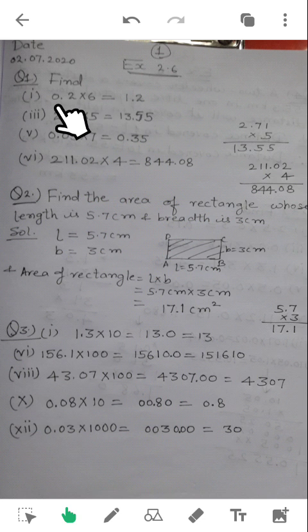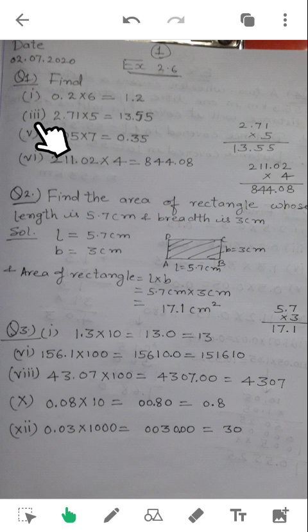Now see here, after the decimal there is only one digit. After decimal के बाद यहाँ पे सिर्फ एक डिजिट है, तो हम क्या करेंगे कि पीछे से काउंट करेंगे एक डिजिट और उसके बाद यहाँ पे हम डेसिमल लगा देंगे and answer will be 1.2.